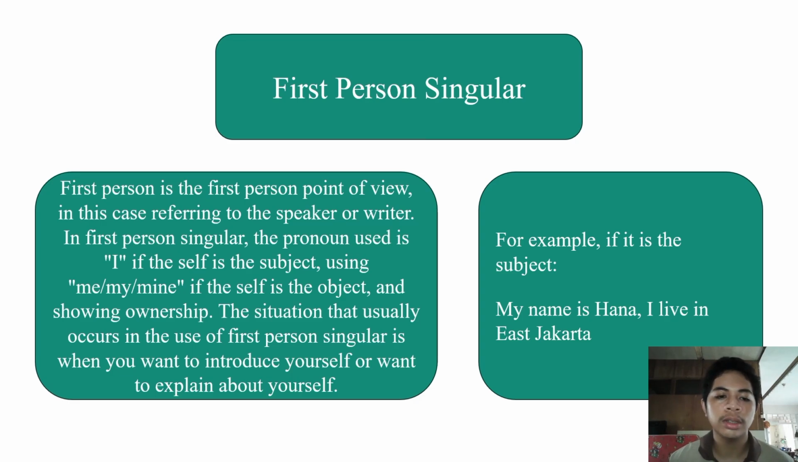First person singular is the first person point of view, in this case referring to the speaker. In first person singular, the pronoun used is I, when the self is the subject, using me, my, mine when the self is the object and showing ownership.